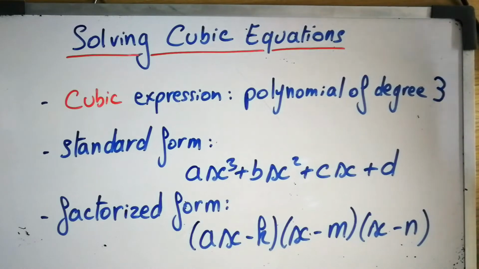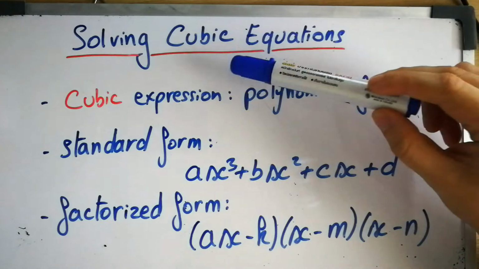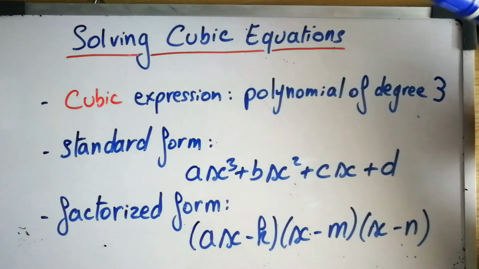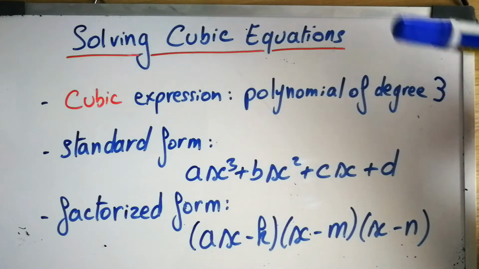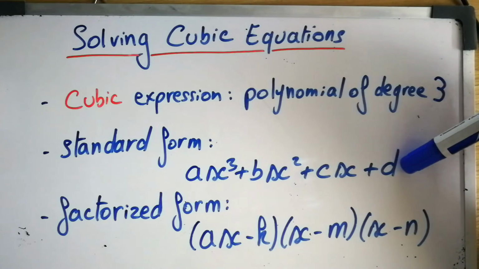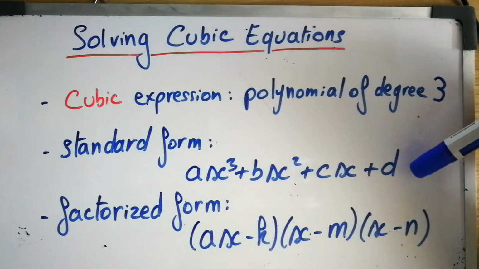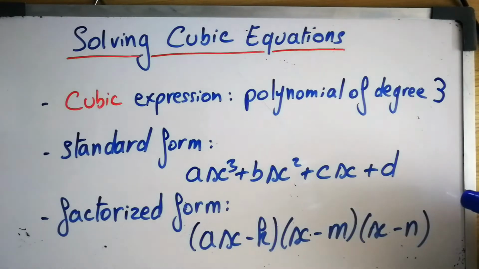Good evening. Today we're going to learn about how to solve cubic equations. So first, what is a cubic expression? A cubic expression is a polynomial of degree 3, which means the highest exponent in that polynomial is 3. We can write the cubic equation in two different forms. The standard form, x cubed plus bx squared plus cx plus d, and the factorized form, which is the same as the factorized form of a quadratic, meaning that here we get the different roots of the cubic equation.